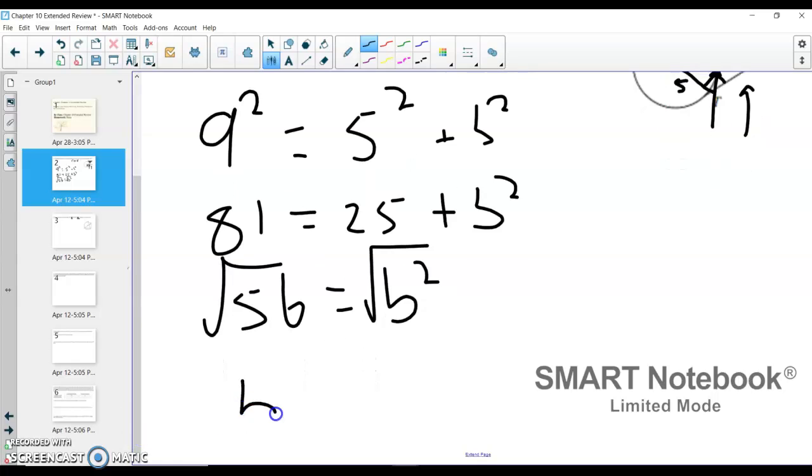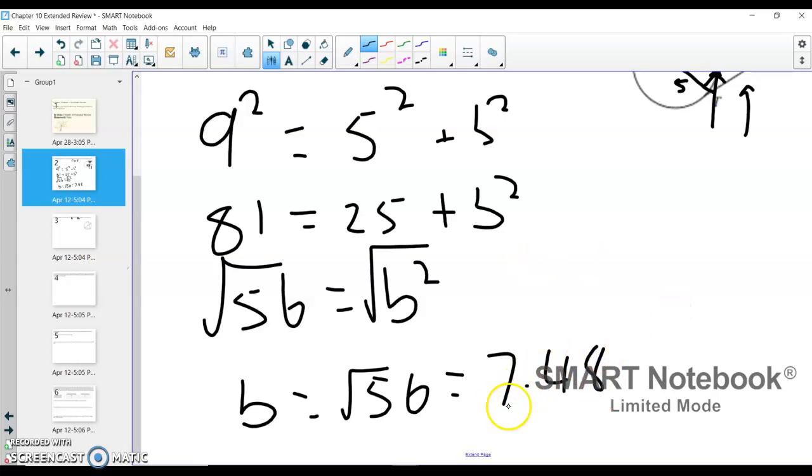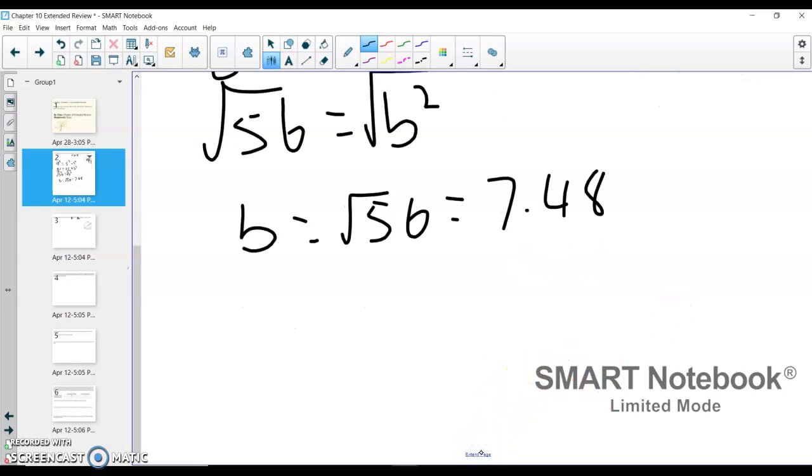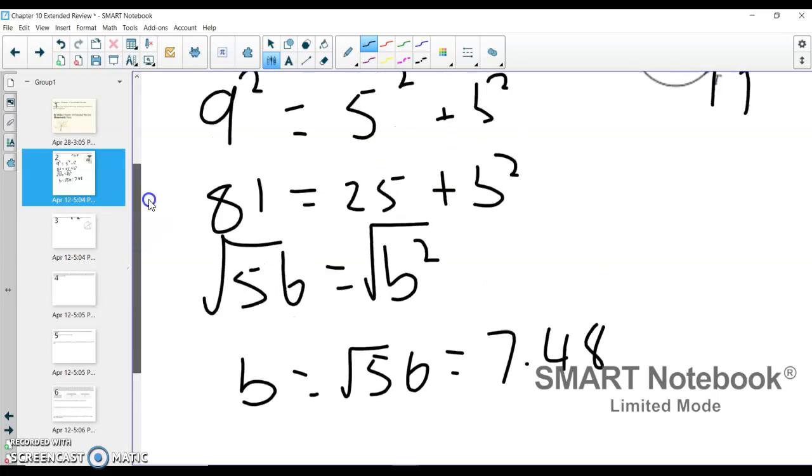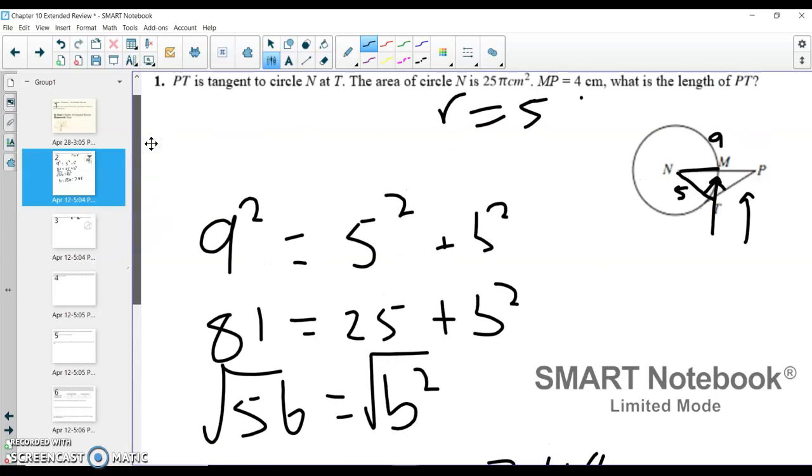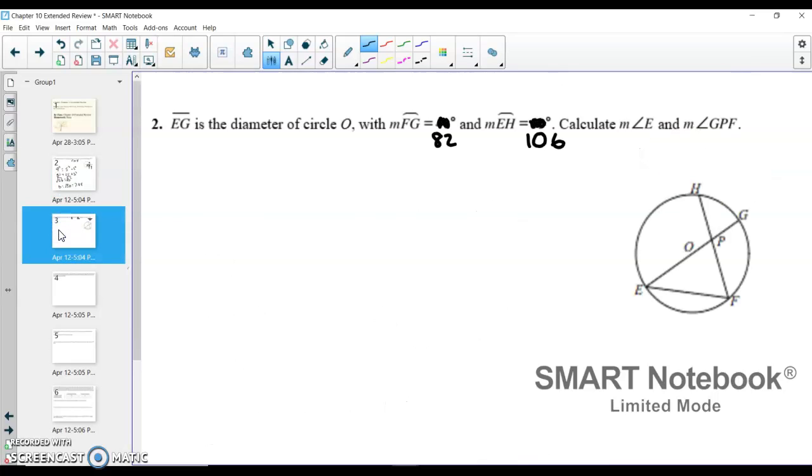I would accept two answers: b equals the square root of 56, or if you wrote it as 7.48, I believe, as the answer. I'll get past my watermark so you can see that. We're going to jump right into the second problem here, just to make sure you know that 7.48 or the square root of 56 is my answer, because that would be the solution to the missing side of the right triangle. On to problem number 2.